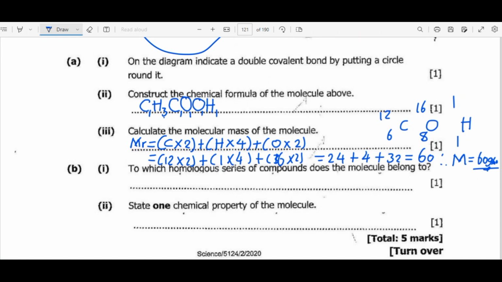So whenever you have a chemical formula like this one, CH3, then the presence of COOH, this part here, this is the functional group. And whenever you see this one, it means that this compound belongs to the homologous series called the acids. So we are dealing with the alkanoic acids, or we can say carboxylic acids.